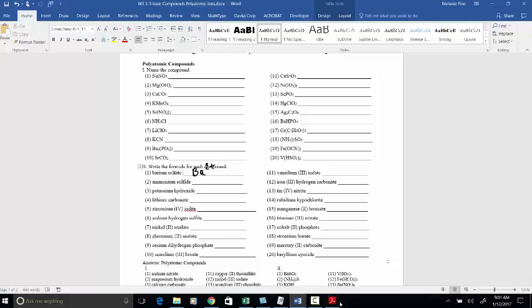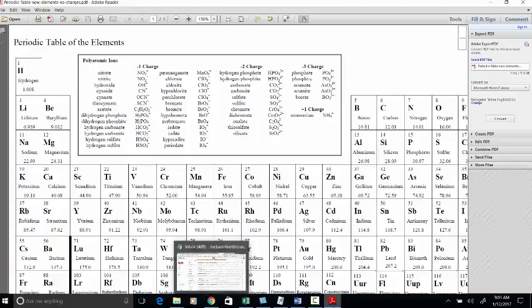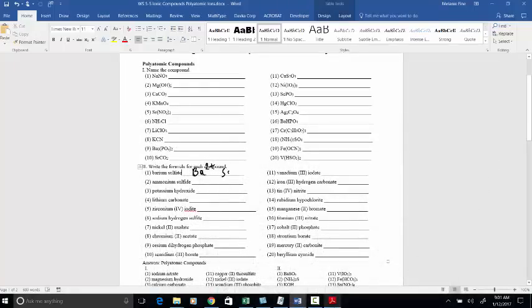And sulfate, because it ends in "ate," we know it's a polyatomic ion. We're going to go back to our list of polyatomic ions. Sulfate is there. Sulfate, SO4 2-. So we know that the sulfate is SO4 2-. And since Ba2+ and SO4 2- cancel each other out, they make a charge-neutral compound. We know that the ionic formula for the compound is BaSO4.